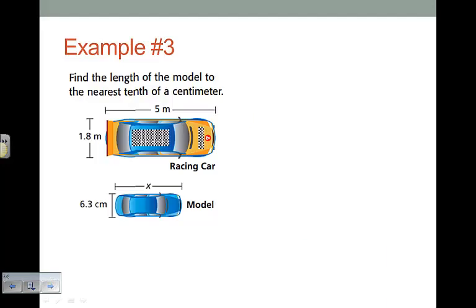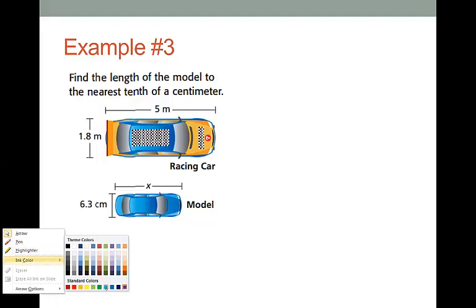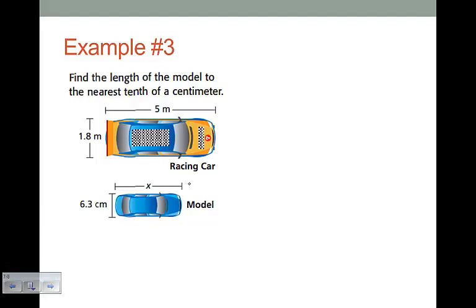All right, so now we're going to apply similar figures to find the length of the model. We're assuming that all the angles in the cars match and that they are indeed similar figures. And we're going to set up a similarity ratio, or proportion, in order to find the missing length. So 1.8 meters is to 6.3 centimeters, just as 5 meters is to x centimeters.